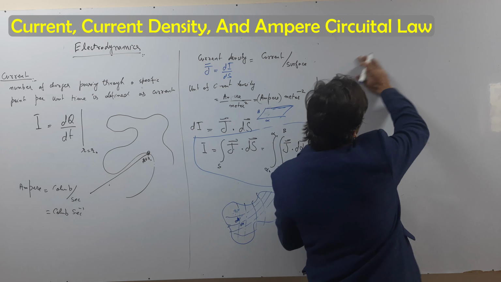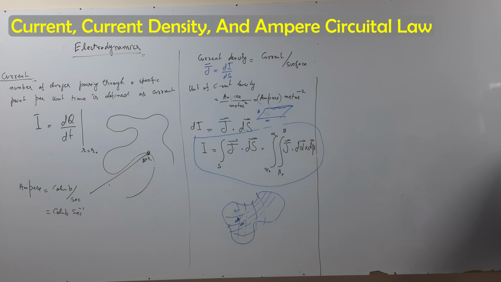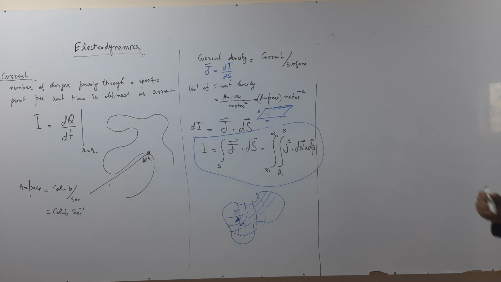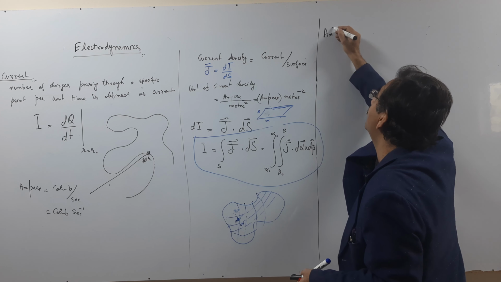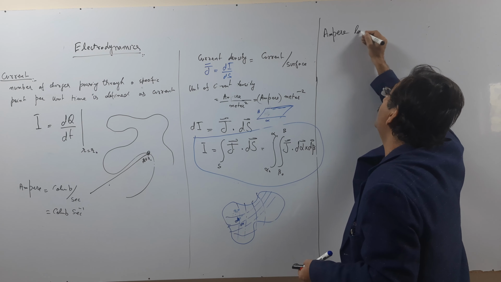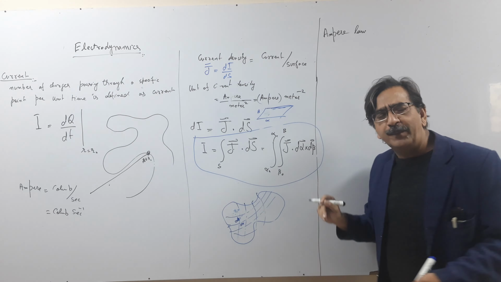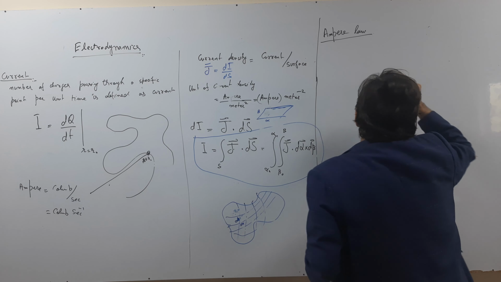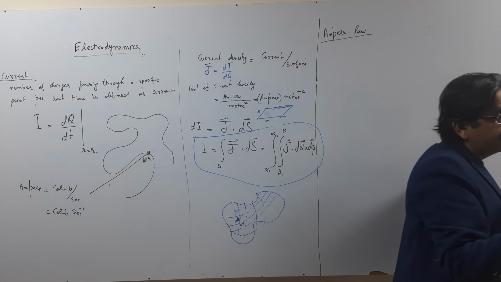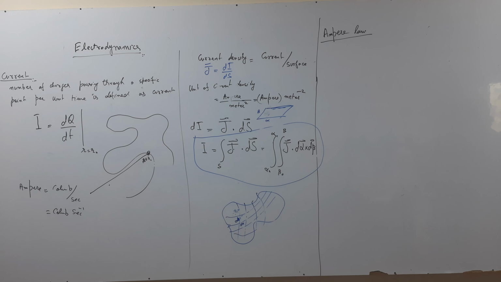Next topic is about Ampere's law. What is Ampere's law? It is also called Ampere's circuital law. What is Ampere's law for electromagnetics? Ampere's law concerns the total magnetic field along a closed line, not an open line.